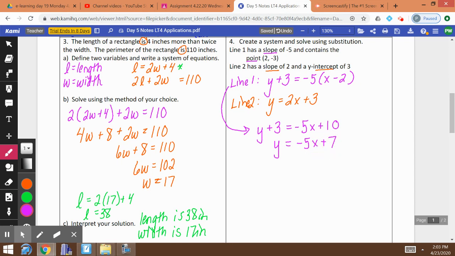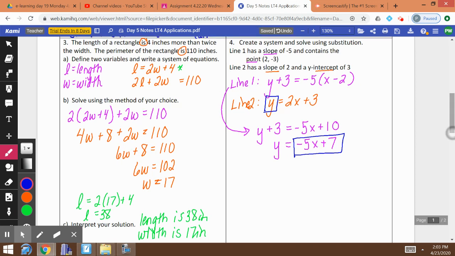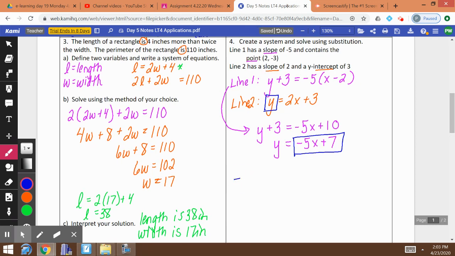Now, it looks almost kind of weird to use substitution here, but we can. If I know that this is equal to y, we can put that into the y for the other equation. Really, a way to think about it is if they both equal y, they both have to equal each other. Okay, so they both equal each other.